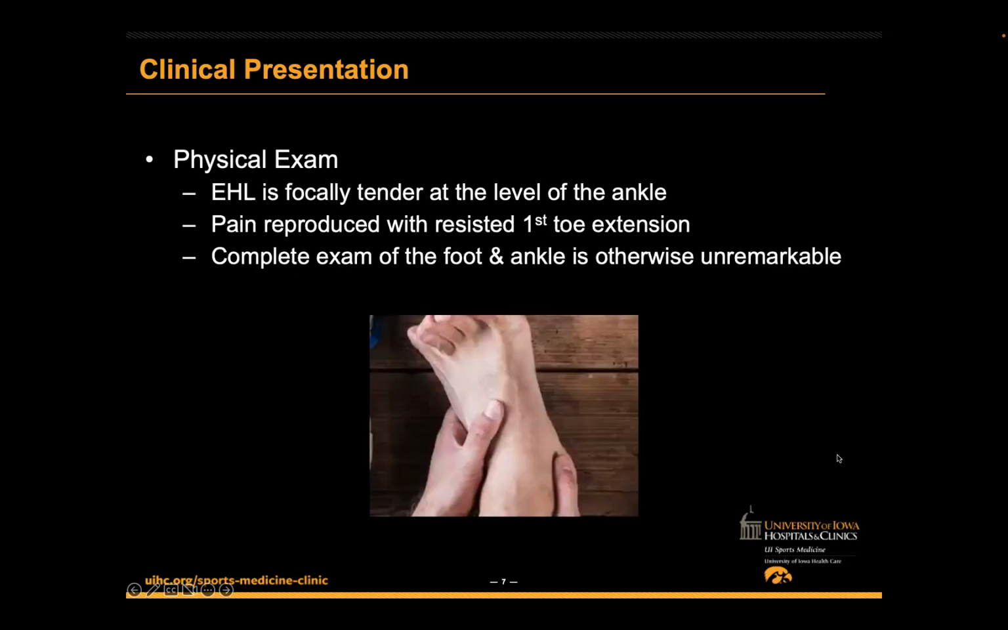On exam, she's focally tender overlying the EHL at the level of the ankle joint and extending just distally towards the midfoot. Pain is reproduced with resisted first toe extension, and then complete exam of the foot and ankle was otherwise unremarkable.